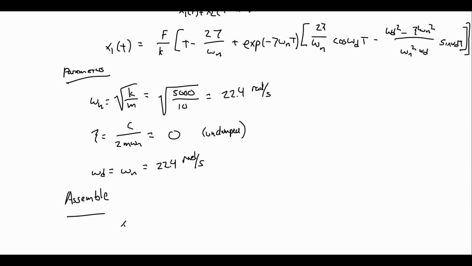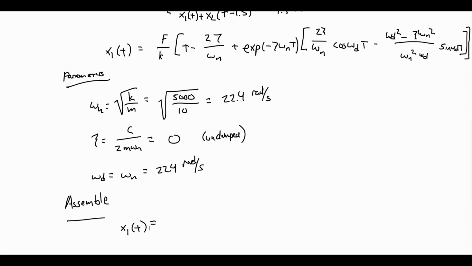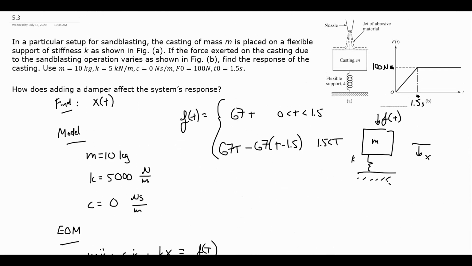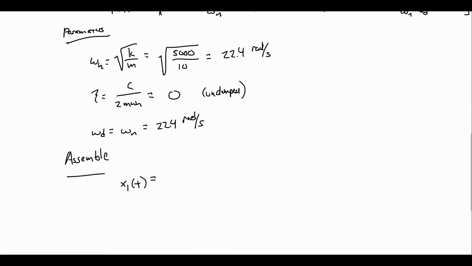So let's put together our x1 of t. All right, so it's this F over k. F is the force per second when we are using the ramp force aggregate profile. So if we look up our definition, 67 is actually the F value for this problem, not 100. It's the 67 because that's what's being multiplied by t in our piecewise function.